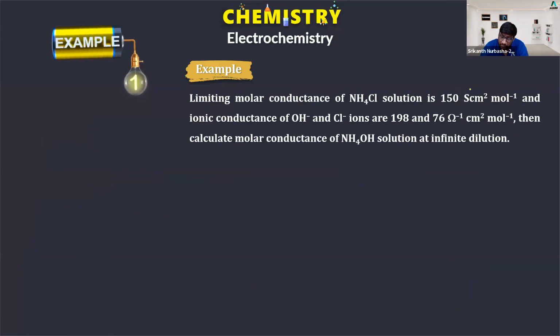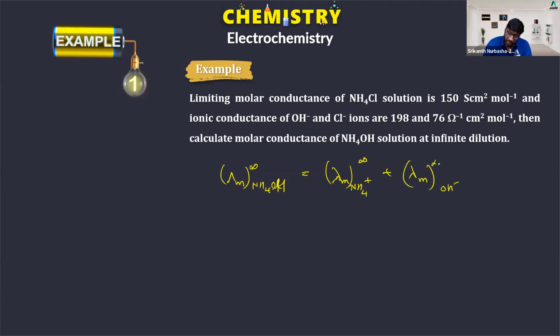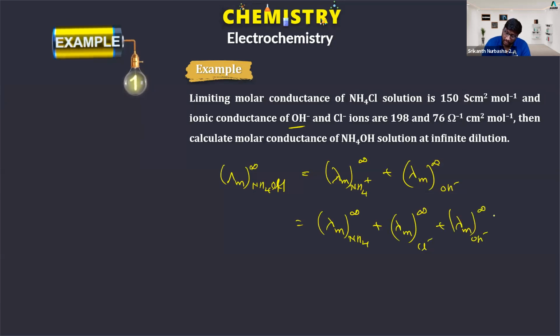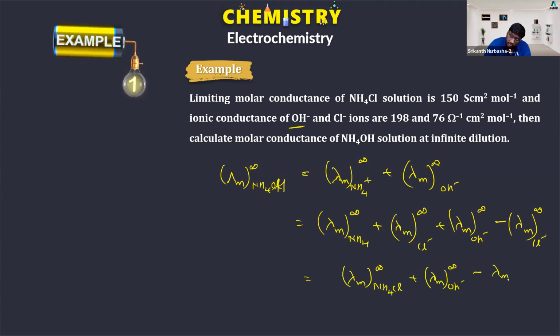Limiting molar conductance of NH4Cl is given, and ionic conductances of OH minus and Cl minus are given. Then calculate the molar conductance of NH4OH. Molar conductance of NH4OH at infinite dilution is equal to molar conductance of NH4 plus at infinite plus molar conductance of OH minus at infinite. So OH minus ion conductance is given, Cl minus is given. So I can write this as molar conductance of NH4 plus at infinite plus molar conductance of Cl minus at infinite plus molar conductance of OH minus at infinite minus molar conductance of Cl minus at infinite. Can I write like this or not? I have just added and subtracted the molar conductance of chloride ion. I can add and subtract anything. So this is nothing but molar conductance of NH4Cl at infinite plus molar conductance of OH minus at infinite minus molar conductance of Cl minus at infinite.